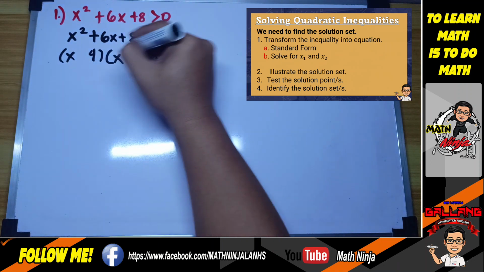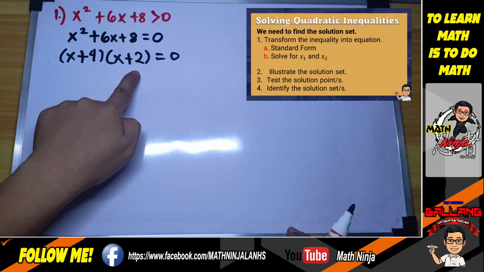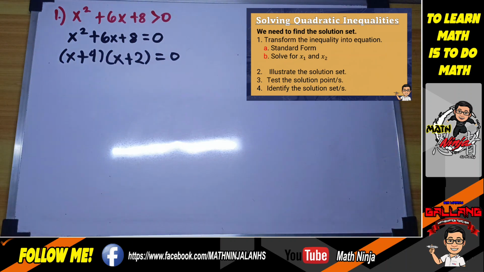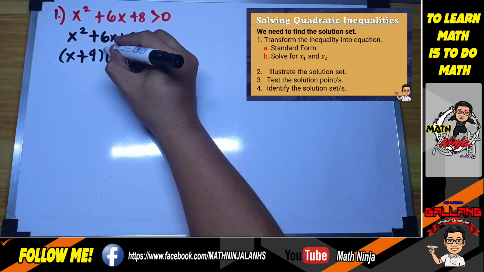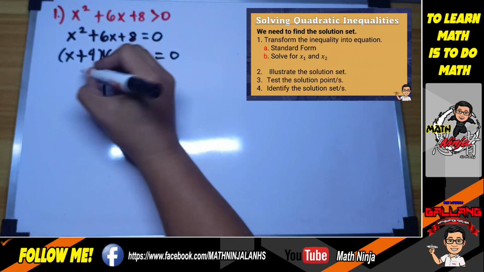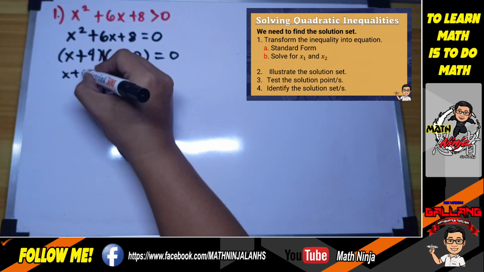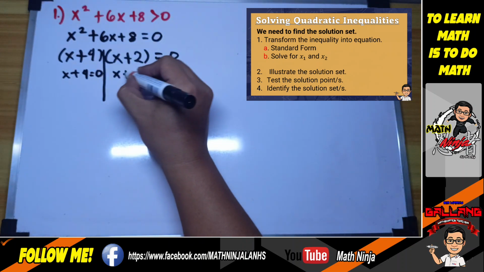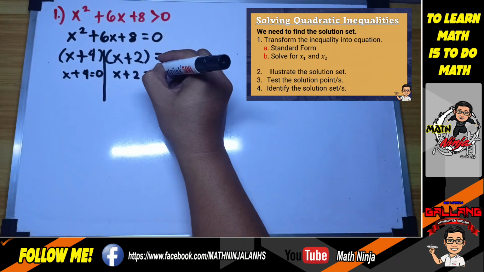So that would be positive. 4 times 2, that is positive 8. Pag in-add natin, 4 plus 2, that is positive 6. So ibig sabihin, tama yung ating factors. Then, after that, equate na natin sila sa 0. So that is x plus 4 is equal to 0. Ito naman ay x plus 2 is equal to 0.